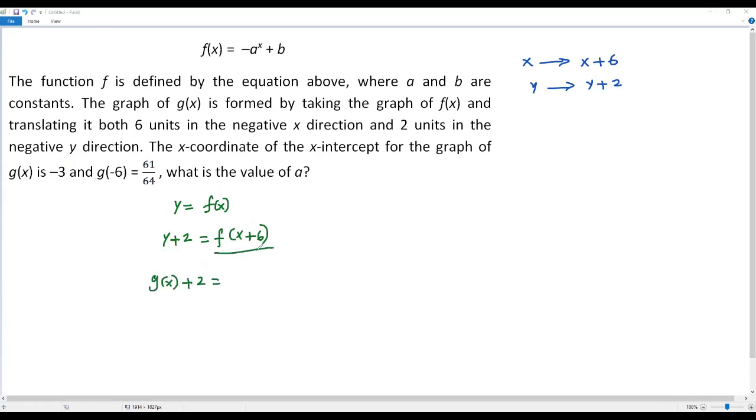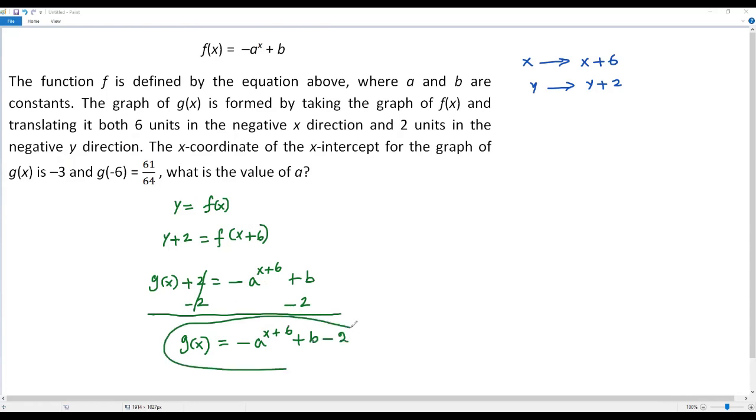Now to get the expression for f of x positive 6, we have to plug in this x positive 6 for x over here. The same we have to do on the right side. That is, we have to plug in this x positive 6 for x over here. Then I'm getting negative a to the power of x positive 6 positive b. Now let me solve for g of x. For that we have to get rid of this positive 2. Okay, now let me subtract 2 from both sides of this equation. Then positive and negative will cancel out. I am getting the function g of x on the left side. On the right side we have negative a to the power of x positive 6 positive b negative 2. Okay, here we got the function g of x.